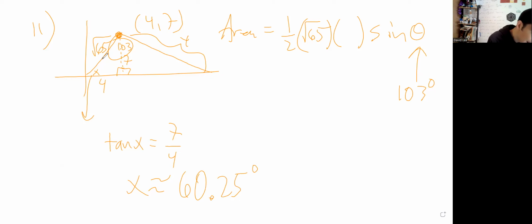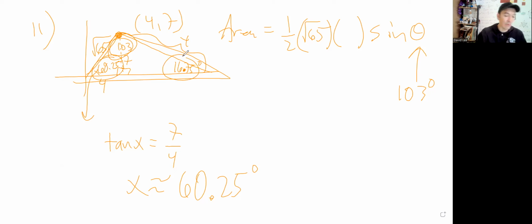And now that you know x is 60.25, can we use law of sines? Yeah, we can. Find the little angle: 103 plus 60.25, and subtract it from 180. So this one here would be about 16.75 degrees. This is a nice problem, right? If you look at the whole triangle, that was 103, this one was 60 and change, which means this one is going to be 16.75.